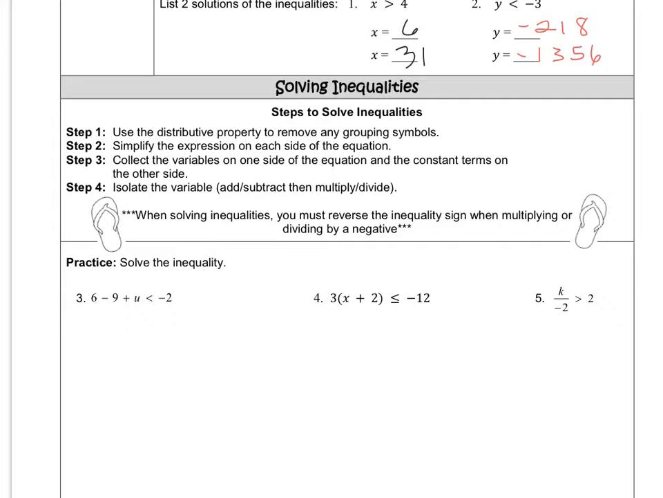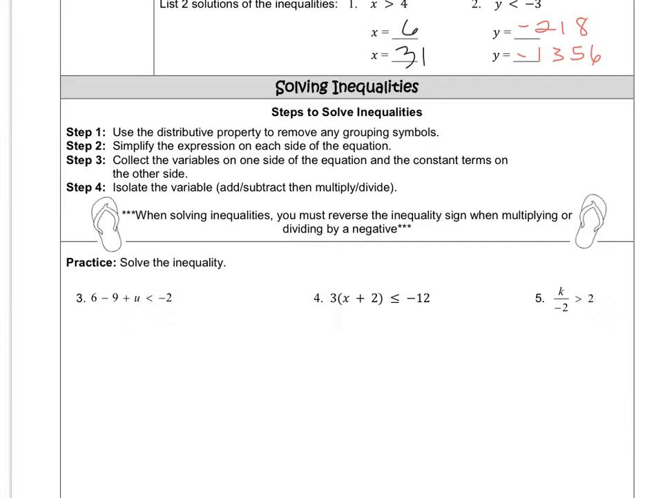A lot of times students get confused and say, I don't know what to do, it's an inequality. Consider the same exact steps as an equation, unless that one flip-flop rule comes up and you're multiplying or dividing by a negative number. Otherwise, it's the exact same. So based on that, let's go ahead and solve number 3. I want you to use the steps on number 3 and solve it just like you already know.